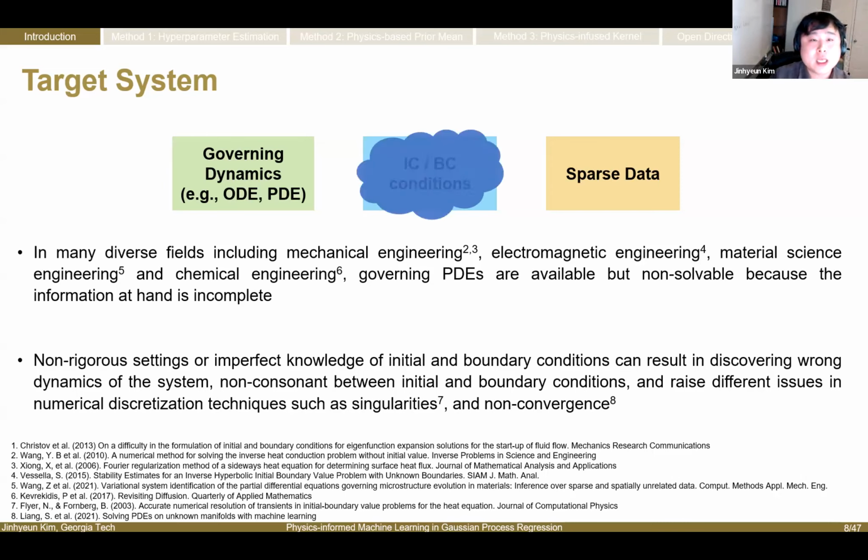For example, initial and boundary conditions are not given, or they are noisy. In this case, non-rigorous settings may result in discovering the wrong dynamics of the system and non-consonance between initial and boundary conditions, and raise different issues such as singularity and non-convergence.